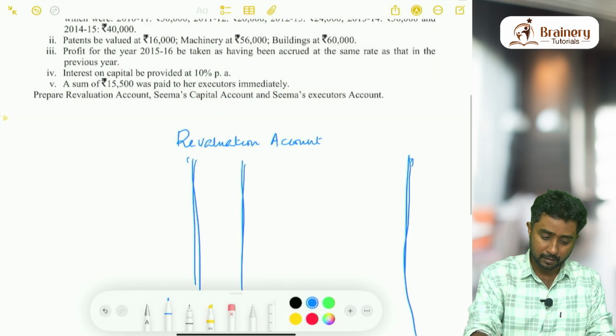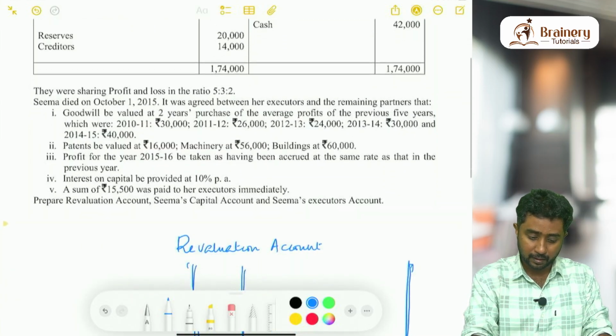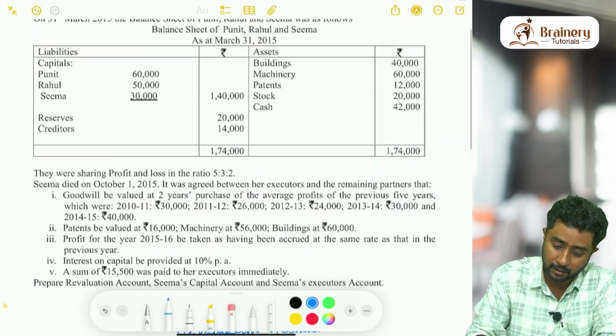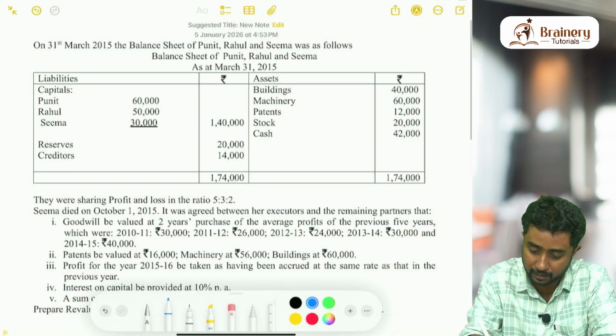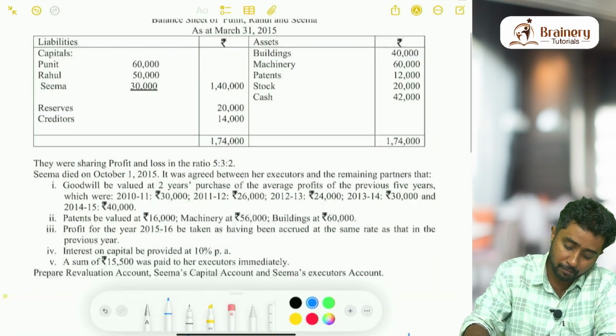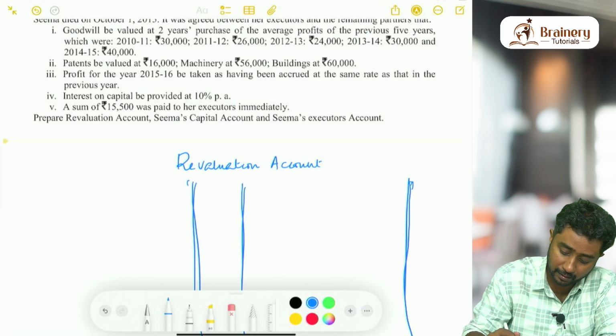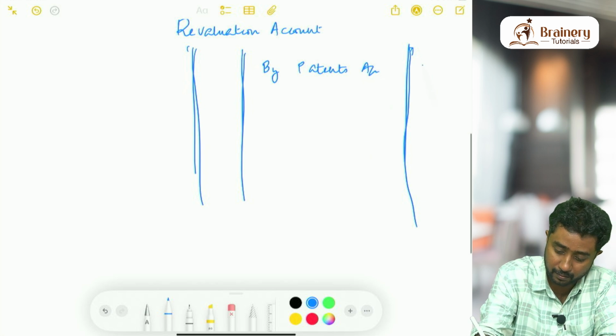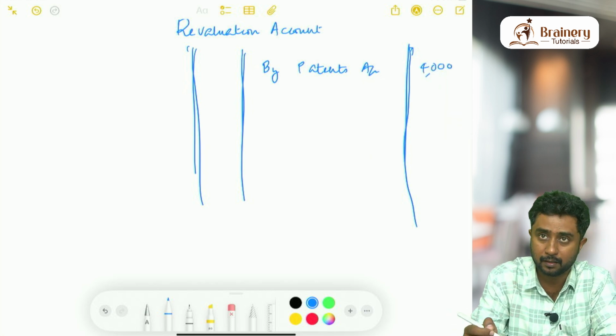So I will see what are the revaluation amounts. One is patents to be valued at rupees 16,000. Patents in the balance sheet is already given as 12,000. It should be made as 16,000. So patent is increasing. So you know where it should go. I'm not writing the entire format of revaluation account. So I'm writing by patents account 16,000. I'm just recording the 4,000 here.